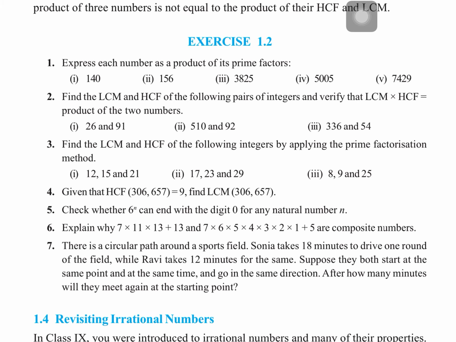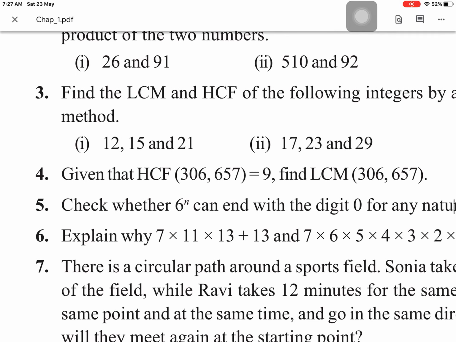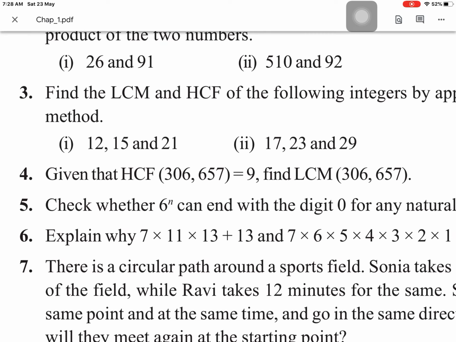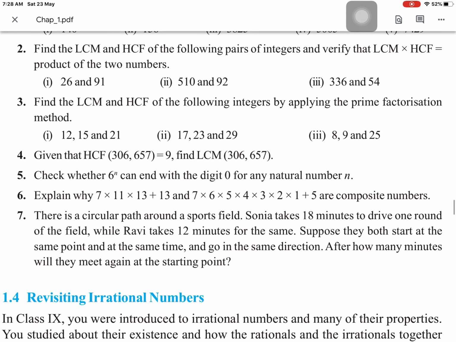But sir, it's a new type of question. 3 numbers have been given here: 12, 15, 21. Is that clear? So for 3 numbers, how can we find the LCM? Simply, what you have done for 2 numbers, the same you have to do for 3 numbers. I hope you can solve this. However, if you have any problem, please ask me and write on my WhatsApp number, right?